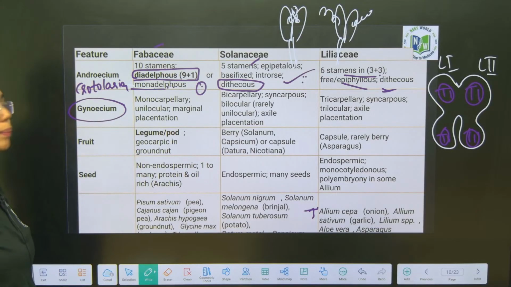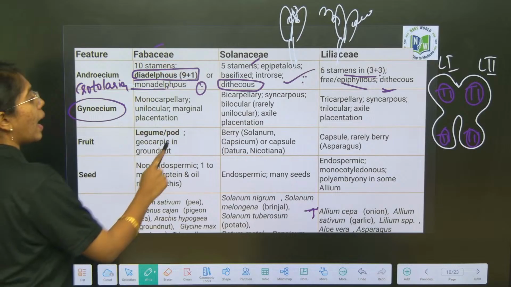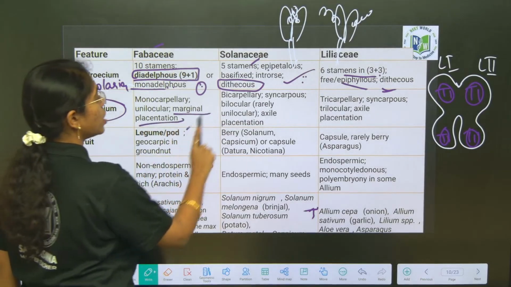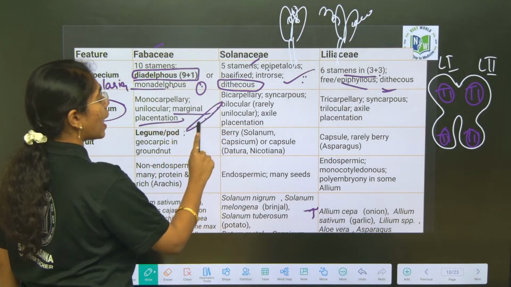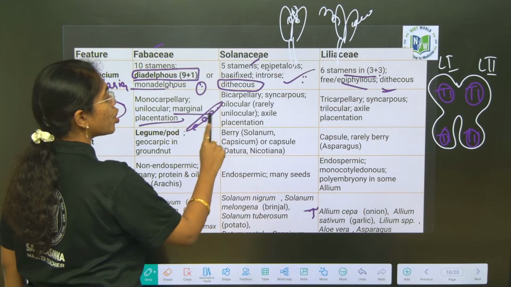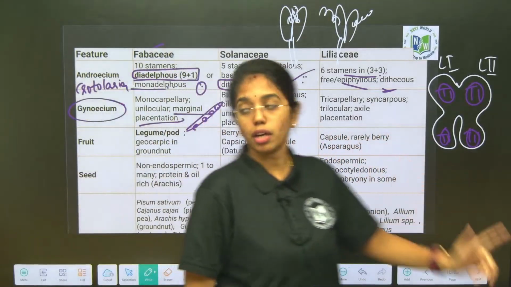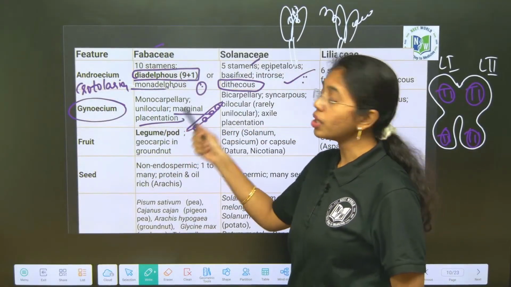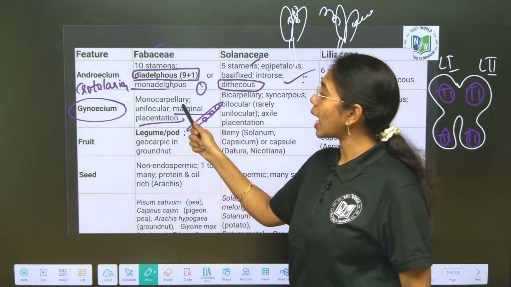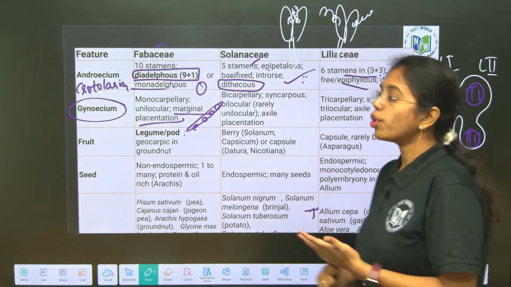Gynoecium is monocarpellary, unilocular, and it follows marginal placentation, where all the ovules are arranged in the ventral suture of the ovary. This you will see in beans and pea regularly, right? So this follows what placentation? Marginal placentation. How many carpels? Single carpel, that is monocarpellary.